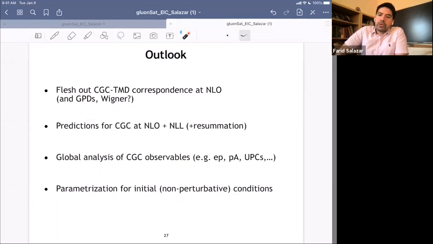And the reason we want to study the CGC-TMD correspondence is because the TMD framework has been developed significantly more than the CGC framework. And we hope that we can import the ideas of the TMD and the technology that has been used there to push the CGC to higher precision studies.